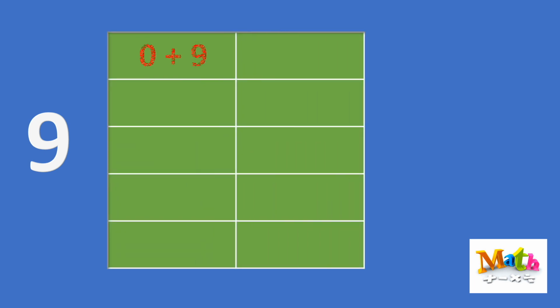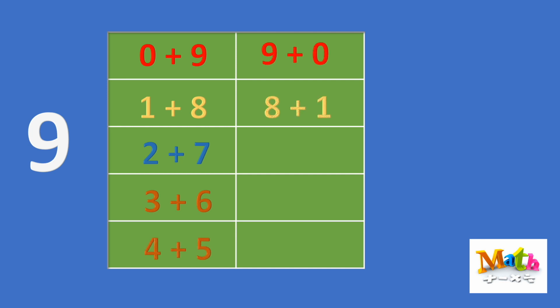Let's take the example 4, 9. What are the partners for 9? The partners are 0 plus 9, 1 plus 8, 2 plus 7, 3 plus 6, 4 plus 5, 9 plus 0, 8 plus 1, 7 plus 2, 6 plus 3 and 5 plus 4.